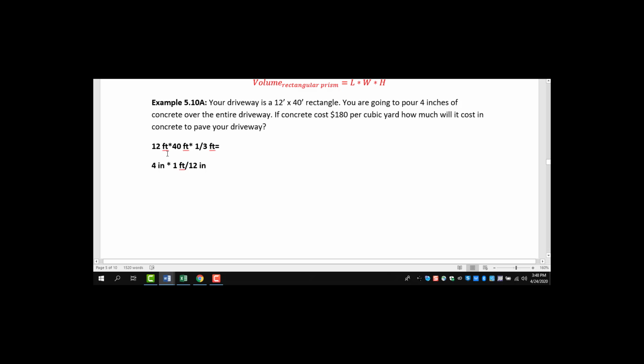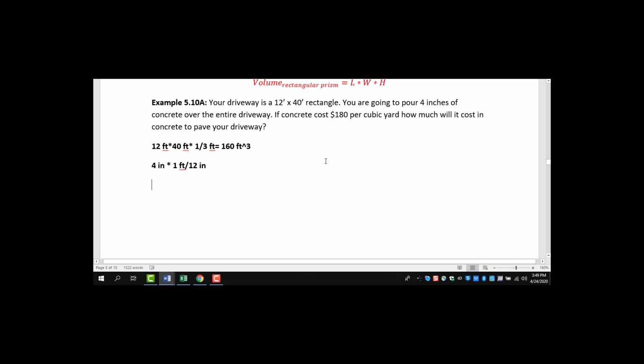So now I can multiply that, and I'm going to get 160 cubic feet. All right, so that is how many cubic feet of concrete I need for my driveway. But it's sold by the cubic yard. So I'm going to change cubic feet, 160 cubic feet, into cubic yards.